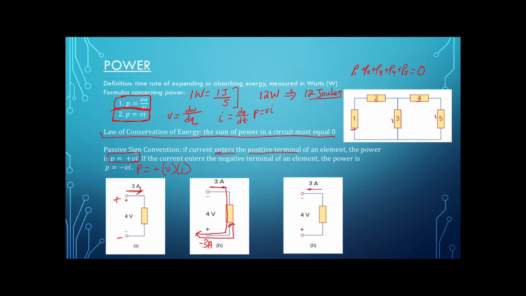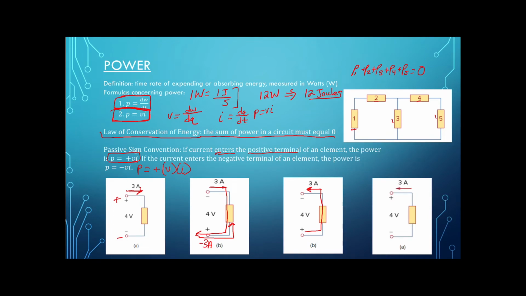So for example number 3, again, power is equal to positive voltage, which is 4 volts, times the current entering the positive terminal. So if we see the direction of current, it is in fact entering the positive terminal, so we would just write 3. And that would give us a positive 12 watts. And because it's positive, we know it is absorbing that power.